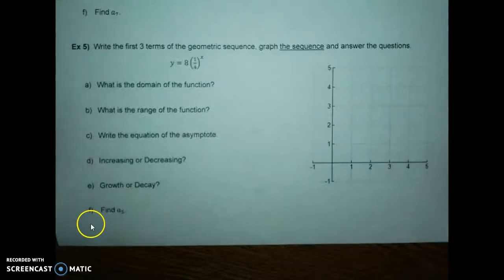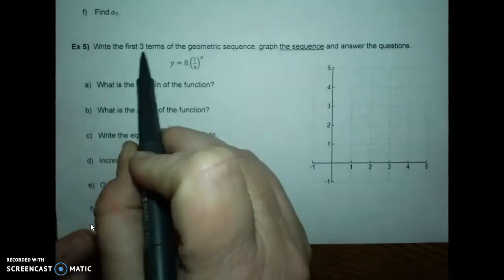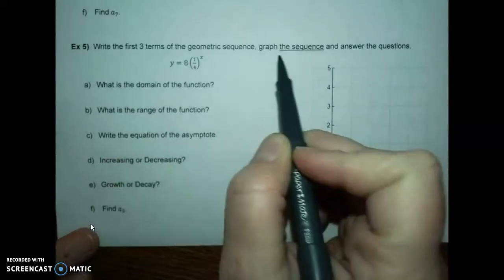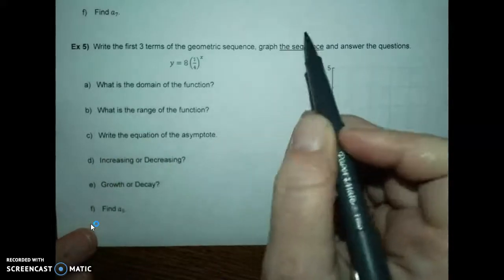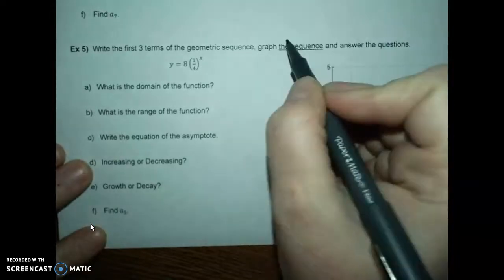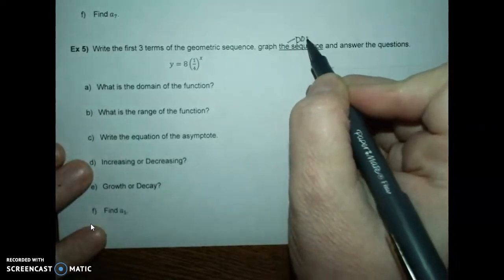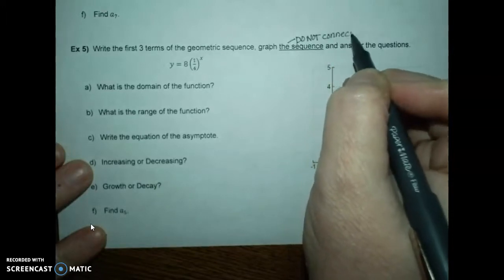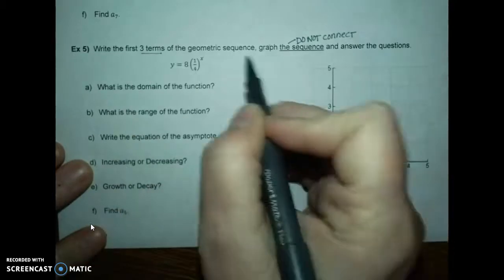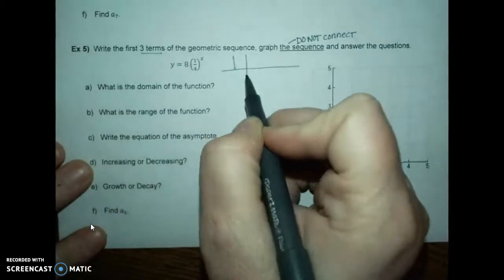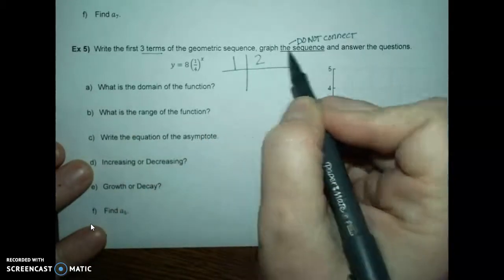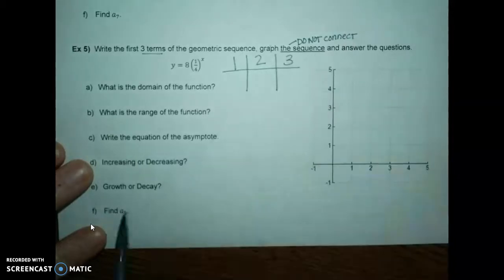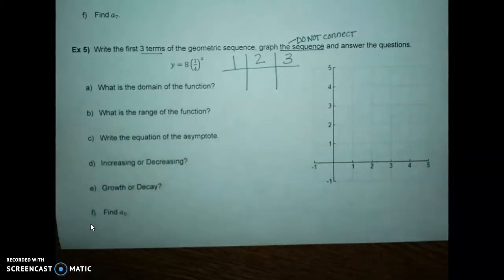Alright guys, I was going to go over a couple of the examples from the notes today. I was going to do example 5 and 6. So example 5 says, write the first three terms of a geometric sequence, graph the sequence. Remember we were talking about in class, if it says graph the sequence, that means do not connect the points. It only asks for the first three terms. So we want to know the first term of the sequence, the second term, and the third term. We're given this equation.